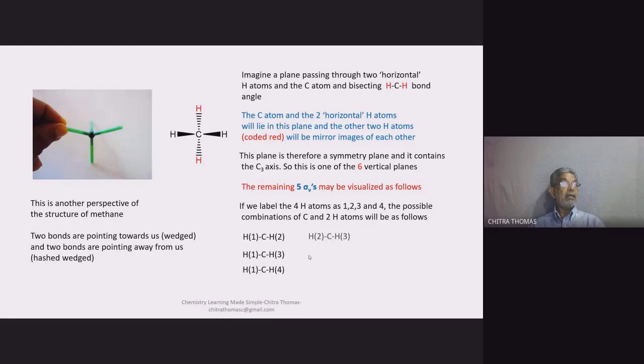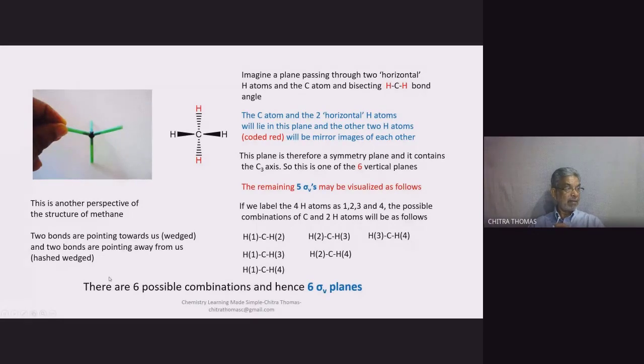Then hydrogen 2 and 3. After exhausting 1, I come to 2 and 3. Then 2 and 4. Then finally 3 and 4. Then how many possibilities are there? There are 6 possible combinations and hence 6 vertical planes here. Each vertical plane will contain the carbon atom and 2 hydrogen atoms. There are 6 possible combinations of 2 hydrogen atoms and the carbon. Hence, there will be 6 vertical planes.